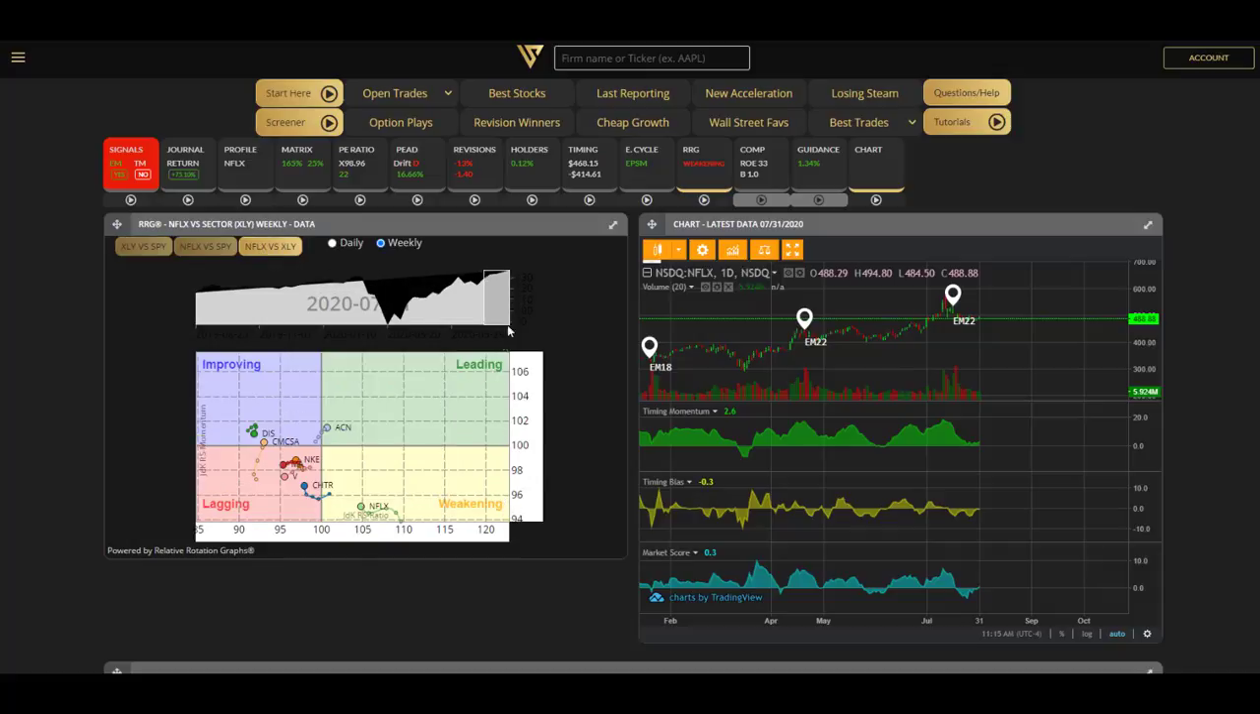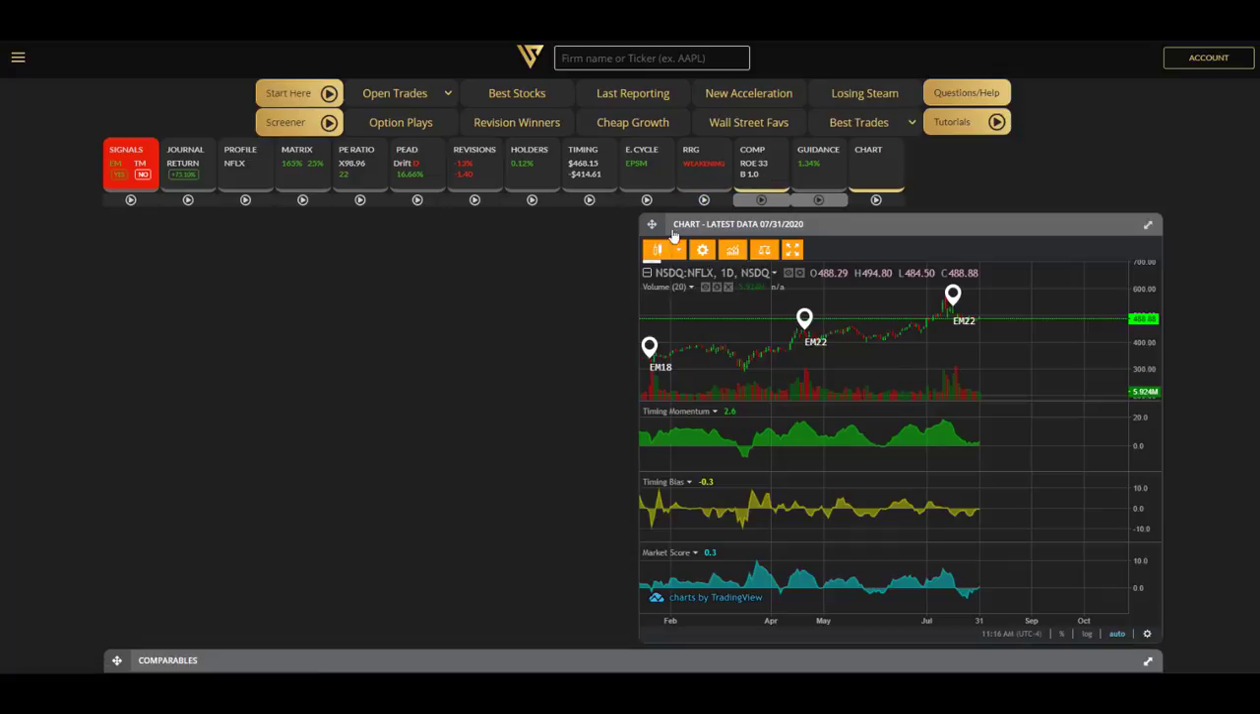Stock and the sector. You can see Netflix was in the leading quadrant and went into weakening. So if I move things, see it was leading and now it's in weakening compared to the other competitors. So quite important things to know.